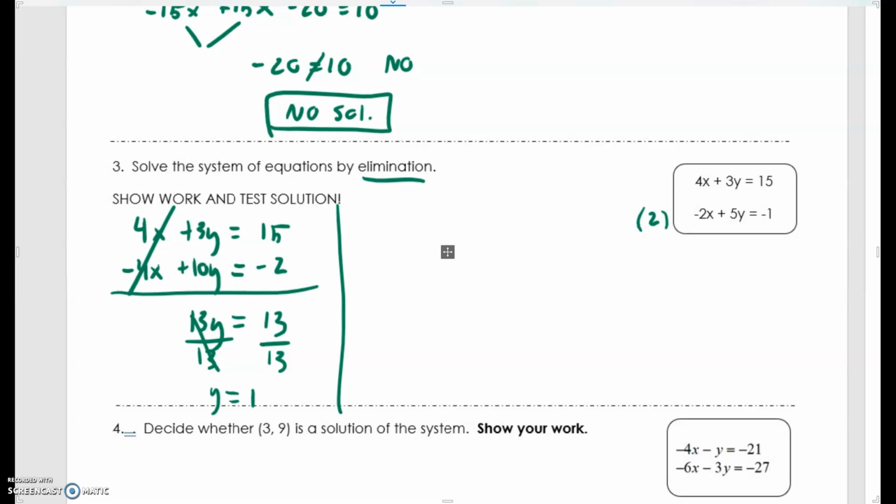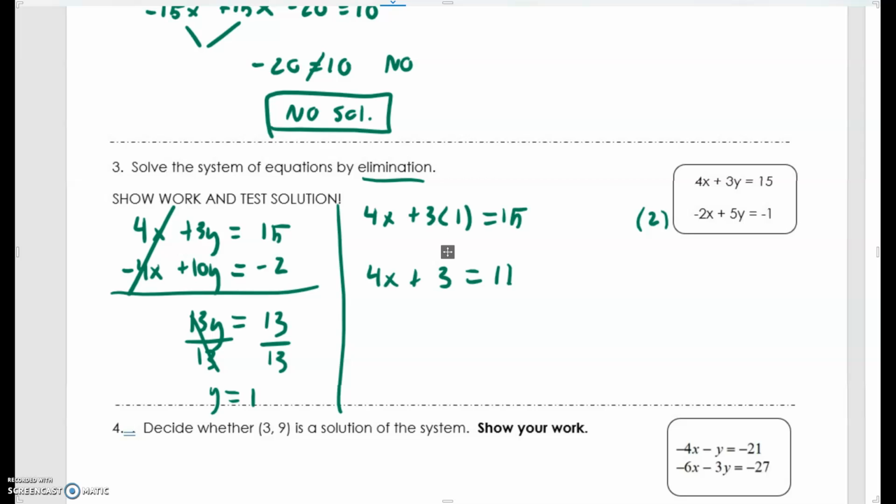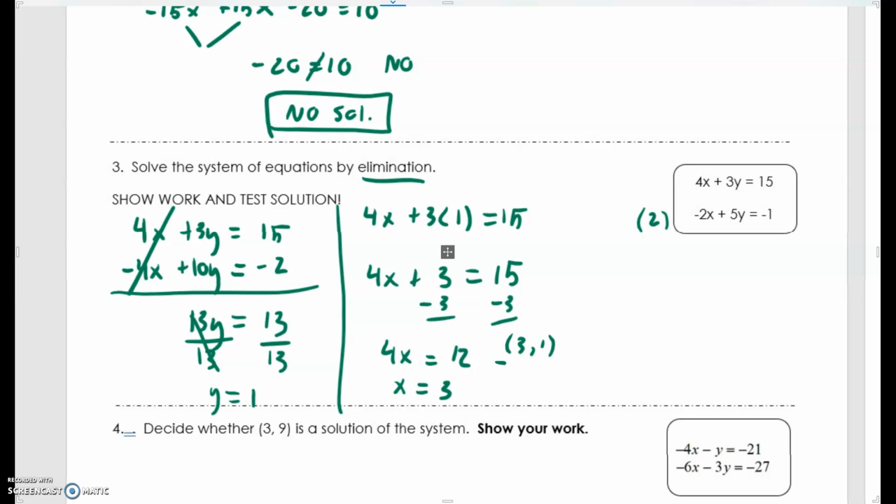Okay, so here's me plugging it in. 4x plus 3 times 1 equals 15. 3 times 1 is just 3. Okay, so 4x plus 3 is equal to 15. Subtract 3. 4x is equal to 12. Divide by 4. X is equal to 3. So I have my answer. My answer to the system is 3, 1.